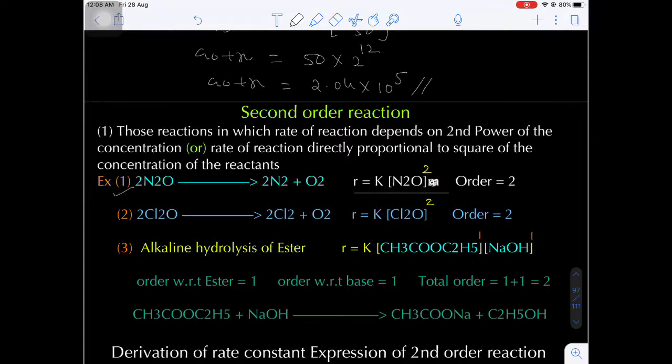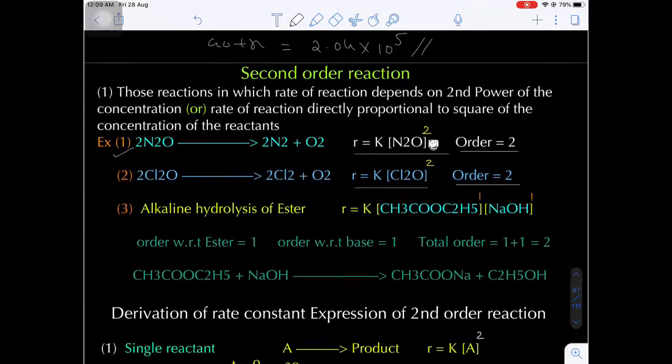Next, the sum of the powers, the exponent value, will be 2. In the second case also, R is equal to K times [Cl2O] whole square, and the exponent value will be 2. That's why these two examples correspond to second order.